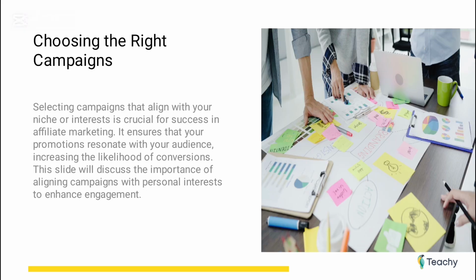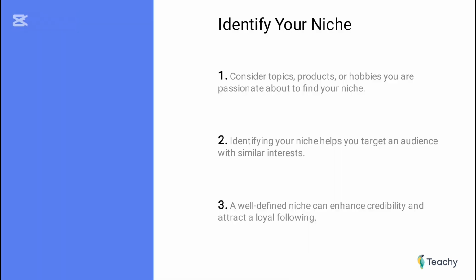Choosing the right campaigns. Selecting campaigns that align with your niche or interests is crucial for success in affiliate marketing. It ensures that your promotions resonate with your audience, increasing the likelihood of conversions.